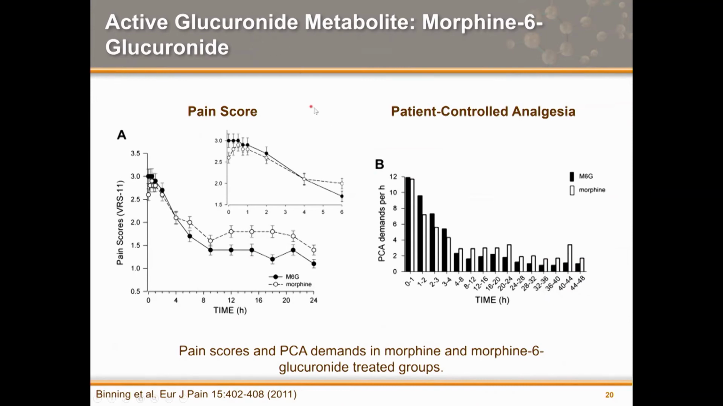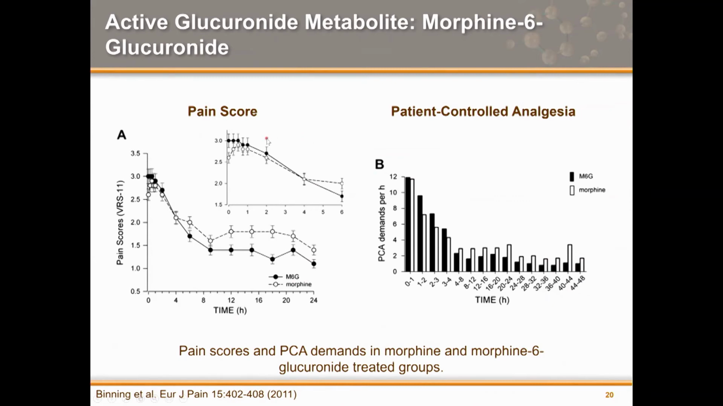In fact, in this randomized controlled trial with about 250 patients in each arm of this study, they directly compared the analgesic activity of morphine 6-glucuronide in these solid circles to the standard of care morphine in these open circles. And they compared the ability of morphine 6-glucuronide to give effective analgesia following a major abdominal surgery.